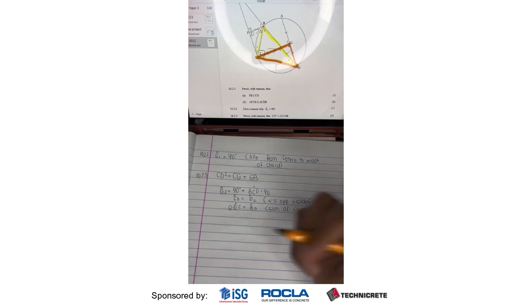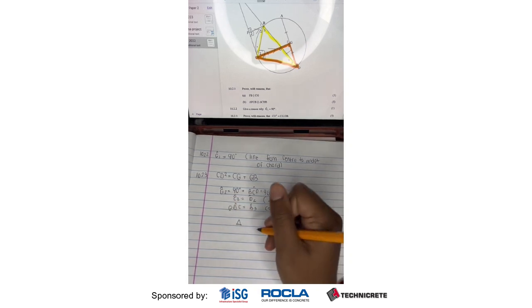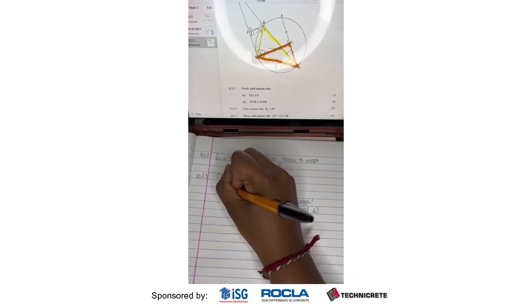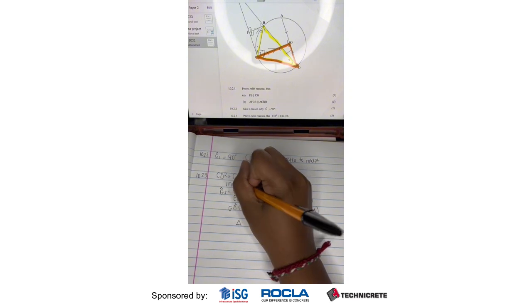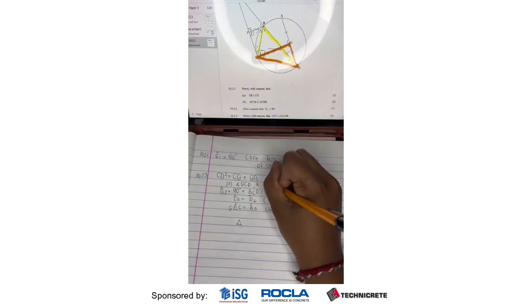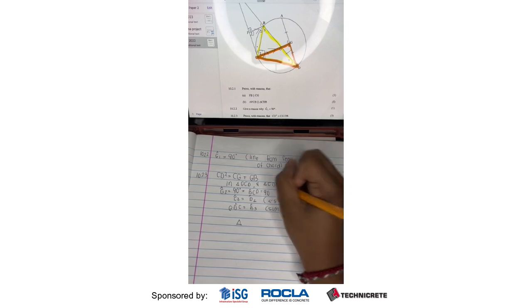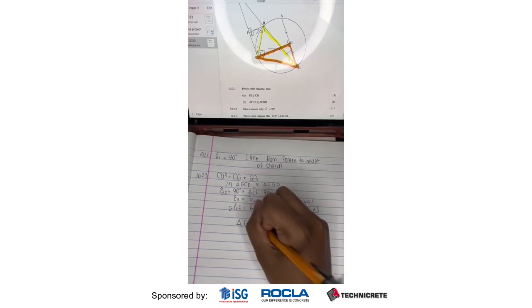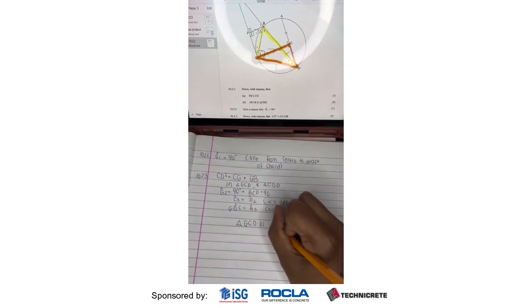Okay, now that we have proved that, we can say that, always state what triangles you're working with as well, in triangle GCD and triangle CDB. So now I'm going to say triangle GCD is similar to triangle CDB.